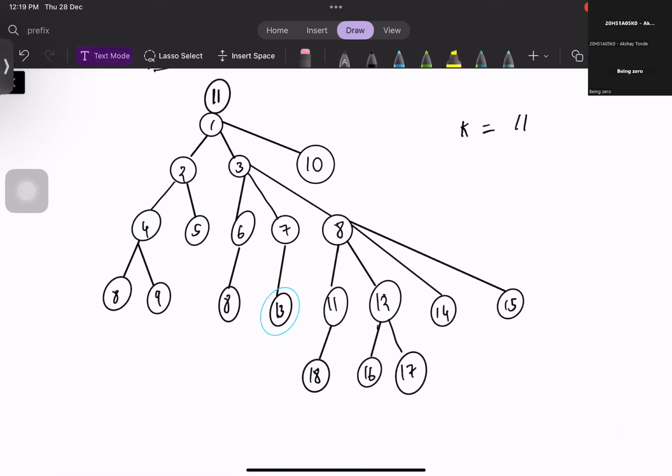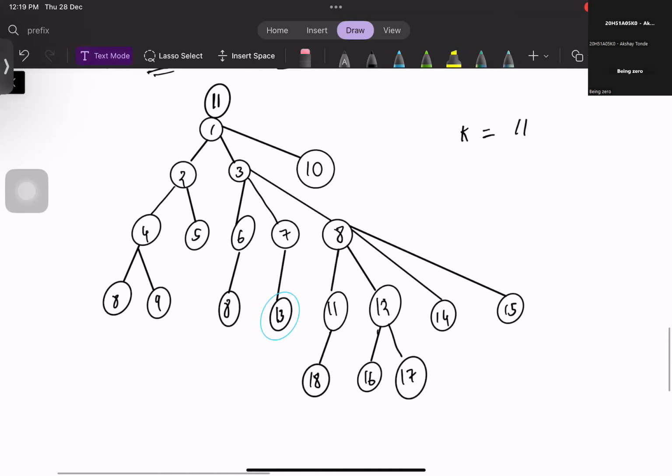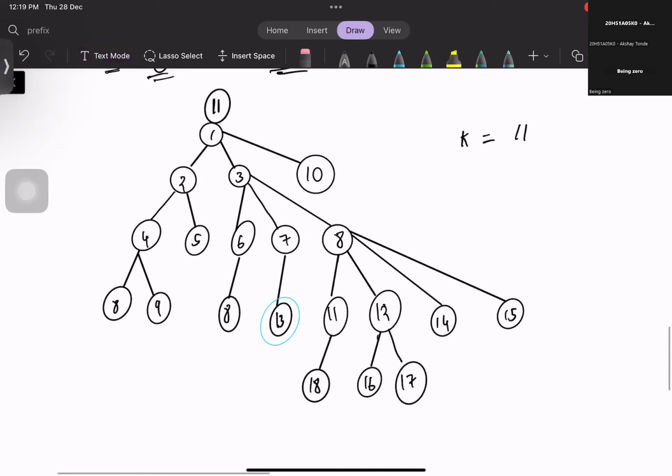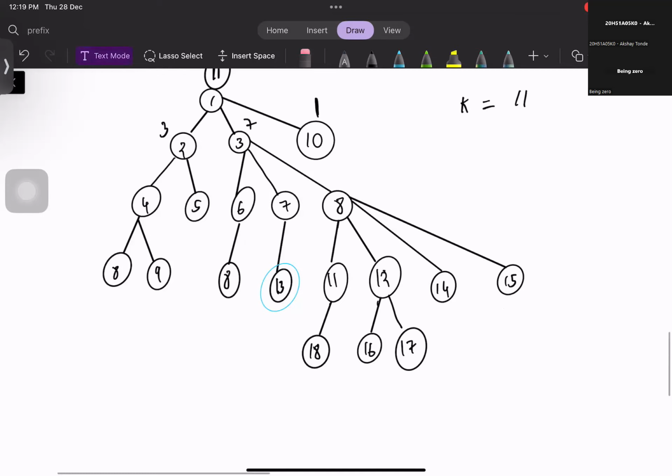Now if we dry run the same thing, after the first move, for sure we know the distribution is always unique. So here there will be 3 people after the first move, then 7, and 1. And chef will move over here. Chef will come to this point.